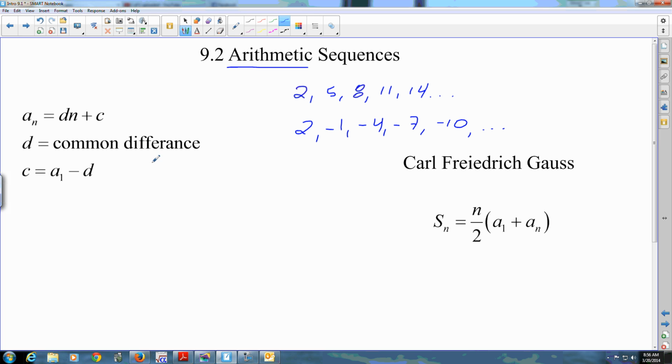The pattern to find the formula or the expression, sometimes you want just the expression, but the formula for an arithmetic sequence is this pattern, where d is the common difference, and c, I don't want to call it your initial point, but this is how you find c.